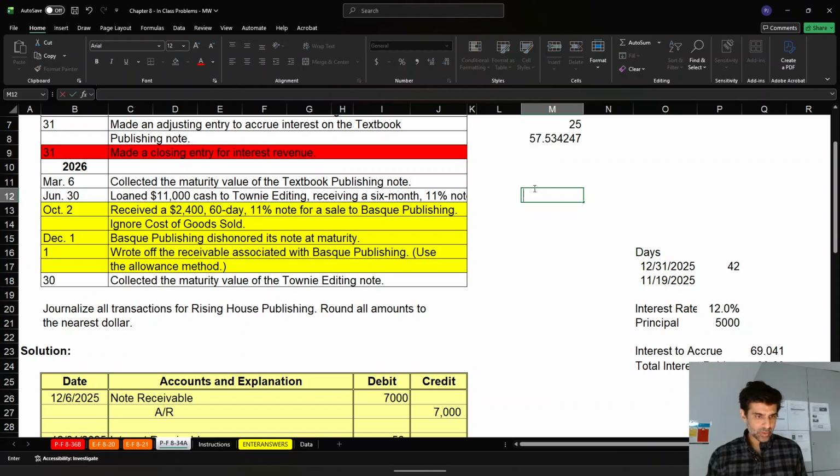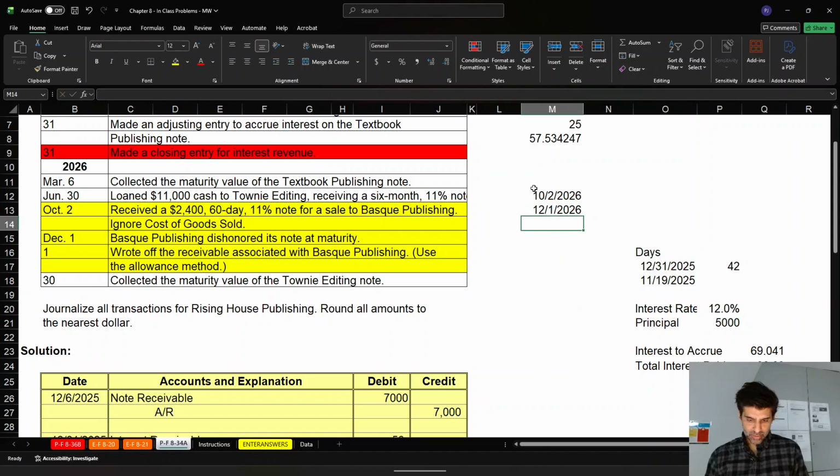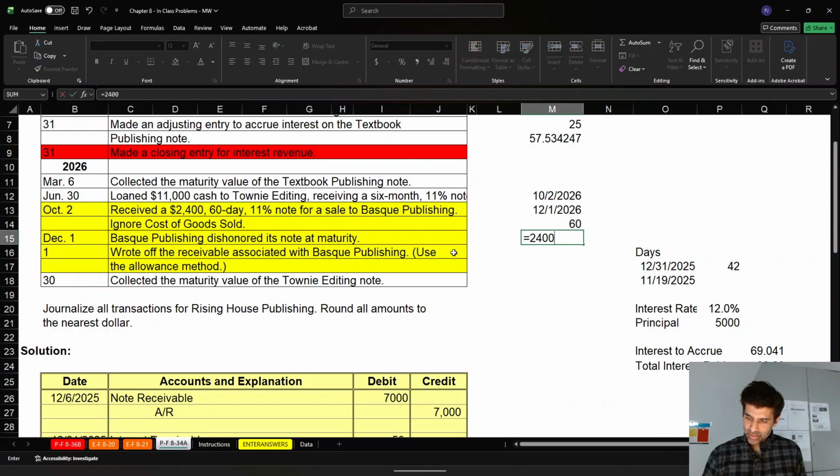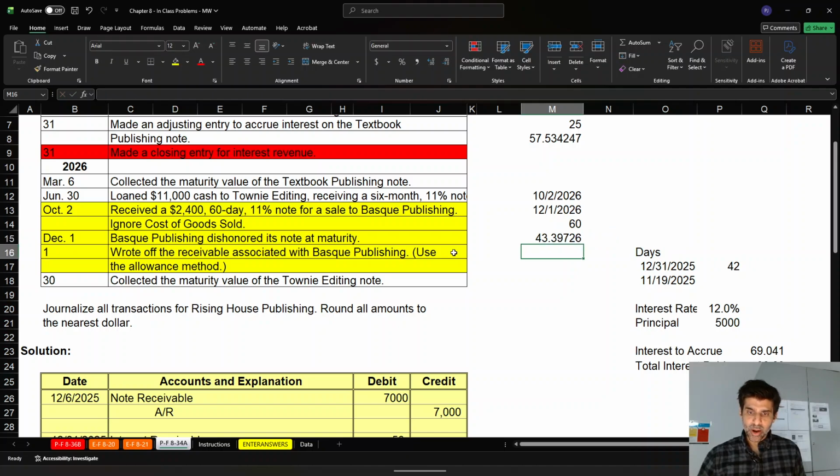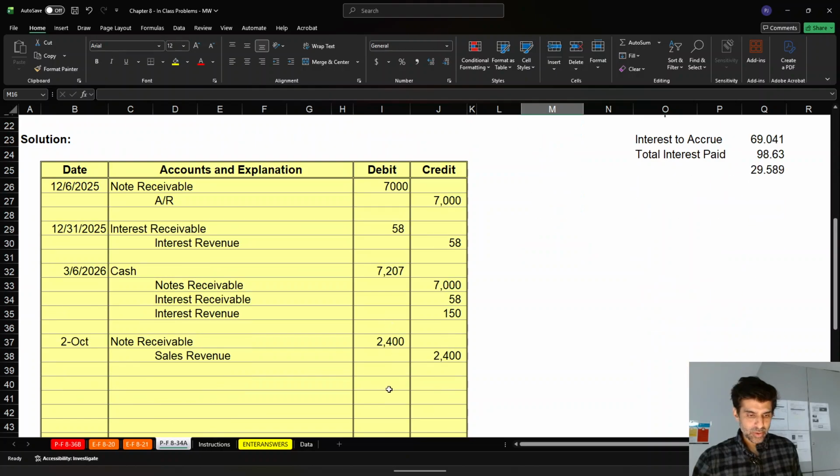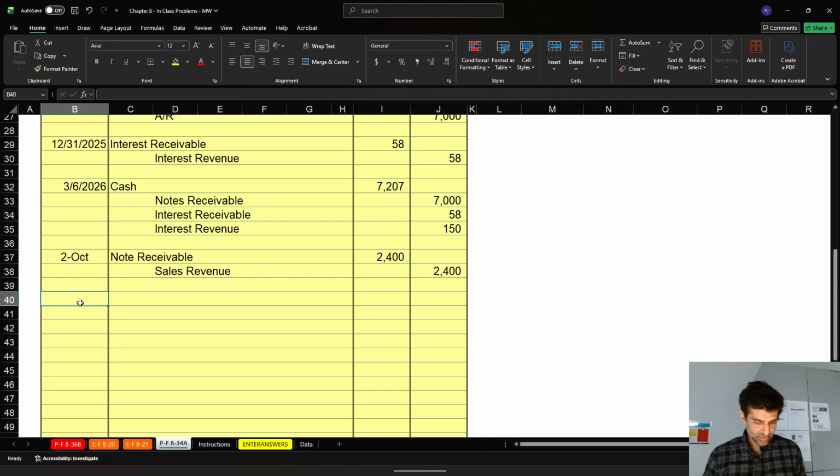October 10/2/2026, and then we're writing it off on 12/1/2026. That's 60 days. It was a 60-day note. So the amount of interest that would have been paid that's going unpaid is 2,400 times 11% times 60 divided by 365. So $43.40.